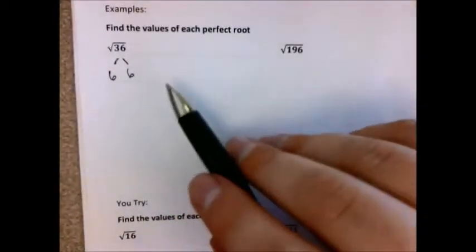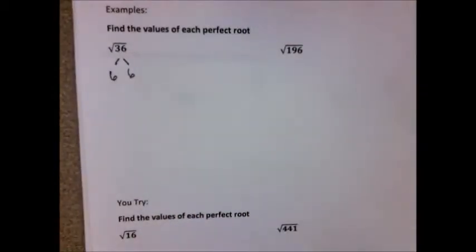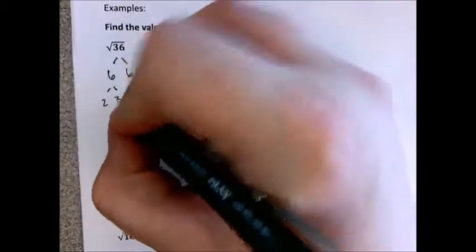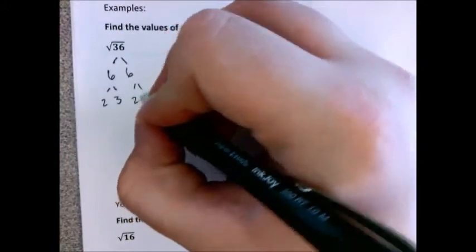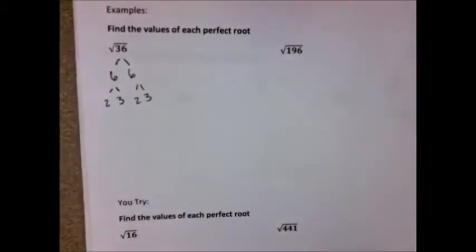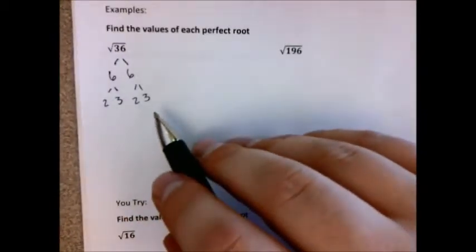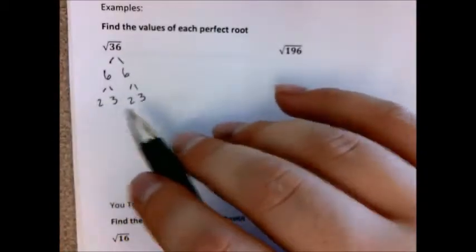Alright, 6 times 6 equals 36. Well, let's keep breaking that down. Now, technically we could stop here, but I'm going to keep breaking it down just to get you guys used to the idea of what we're going to be doing later on. I'm going to break this 6 down into 2 and 3. Now, we can't break 2 or 3 down anymore, so we're stopping where we're at.